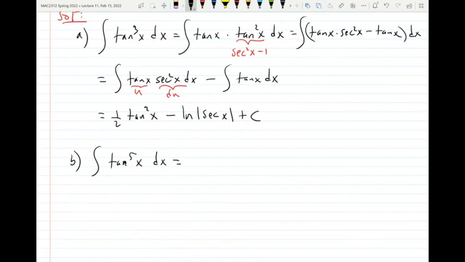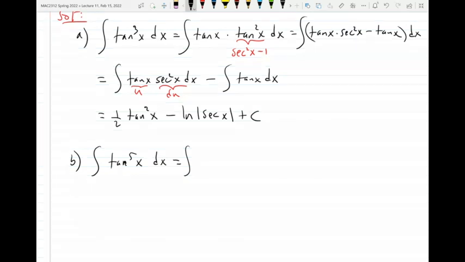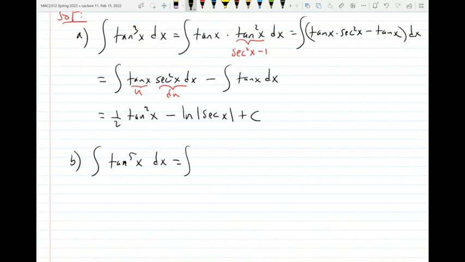Okay, so let's see. What do we do here? What do we need to do? Remember, the idea was to separate tangent square so that we can get a secant square out of that. So you take out a tangent square, right? You take out a tangent square, so that means there will be a tangent cube times tangent square here.